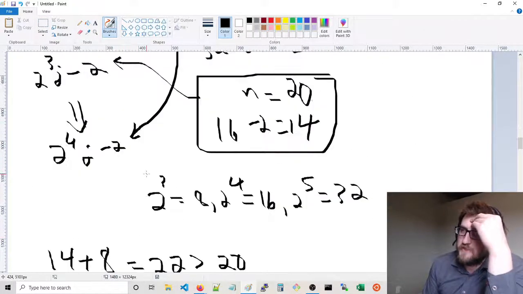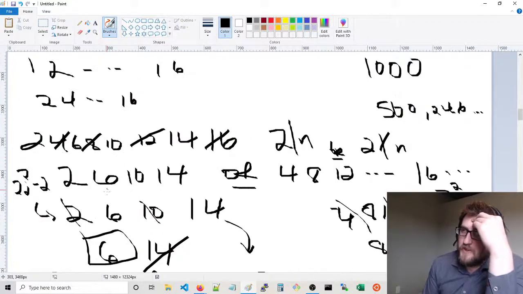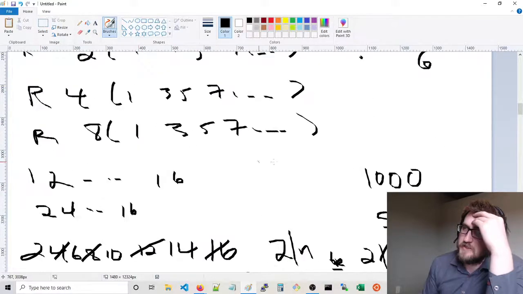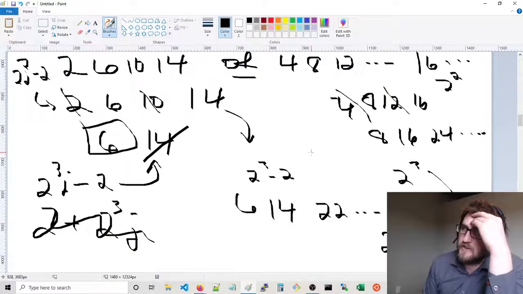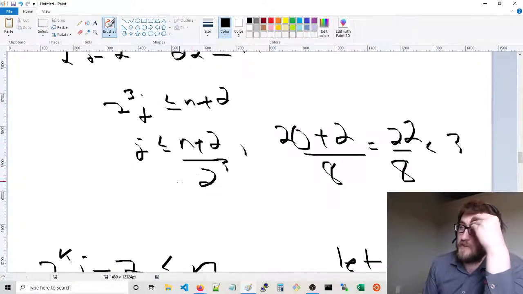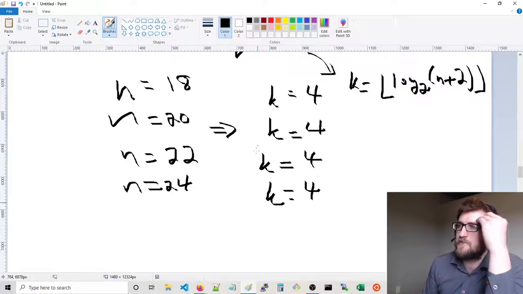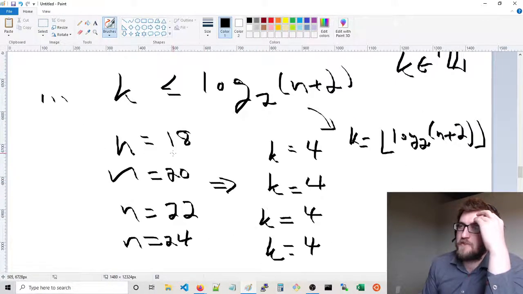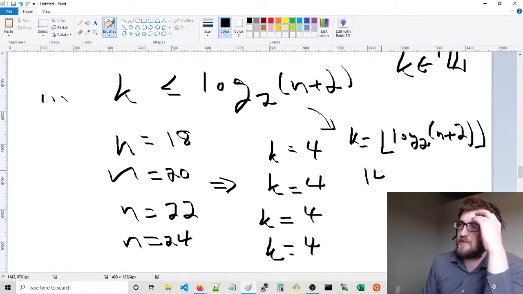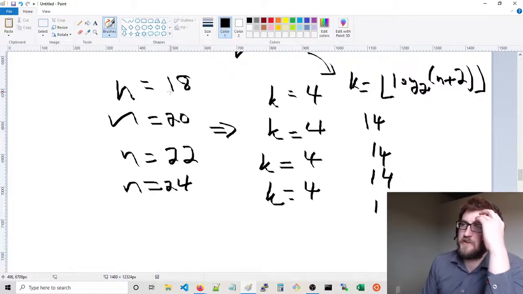What is K when we're looking at 16? Actually, these might be correct. Might be. I don't think I should have calculated these. So these are basically all 16. So these end up being 14, all of these. But that's wrong, I think, right?